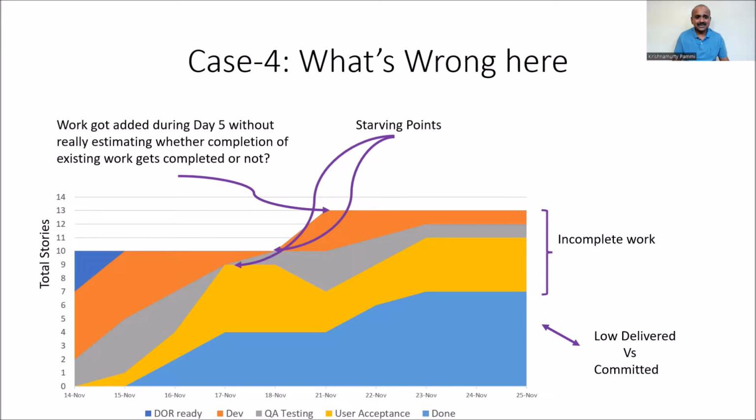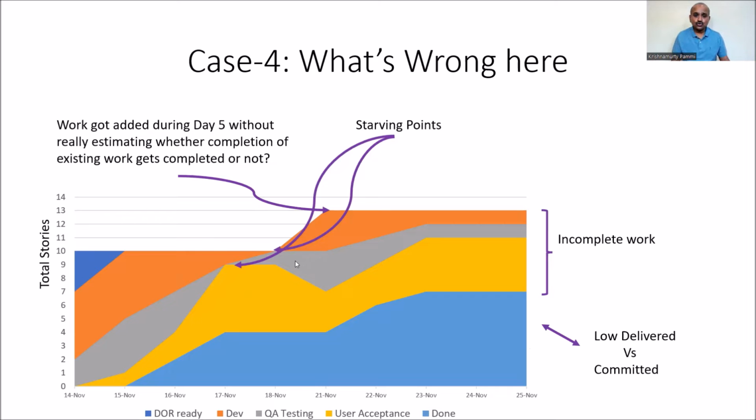So something seriously wrong is happening, right? So this is, at the net, the incomplete work. We delivered quite low compared to the initial 10 stories itself, or after accepting 13 stories. So we did not stand up to the commitment. Why are we having 0 stories in the development queue and testing queue on the respective days?